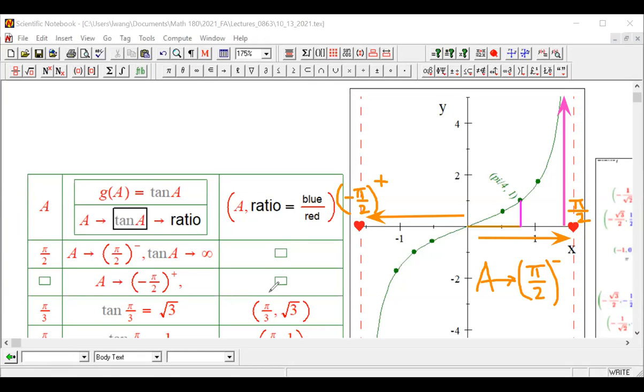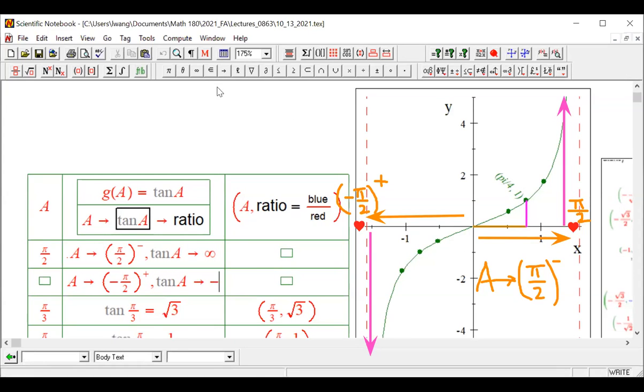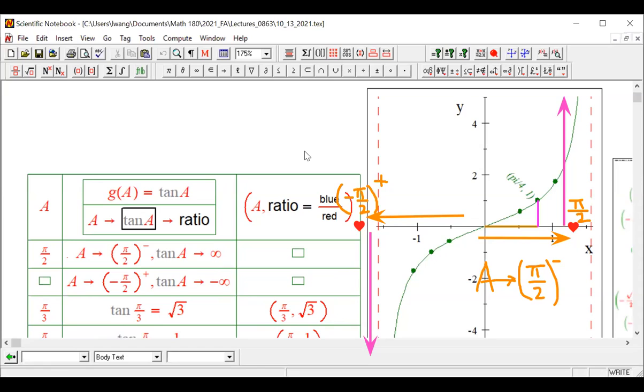Okay, all right, so with that said and done, what happens when the angle approaches negative pi over 2 from larger than negative pi over 2? The consequence is that the ratio, the blue divided by red, is approaching, what does it approach? It approaches negative infinity, okay? So that's what we want to put in there.